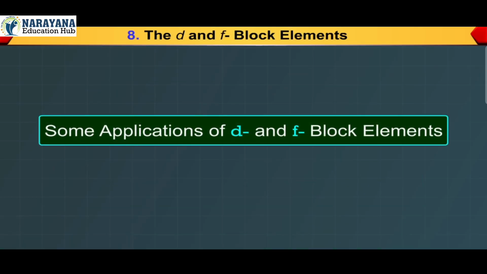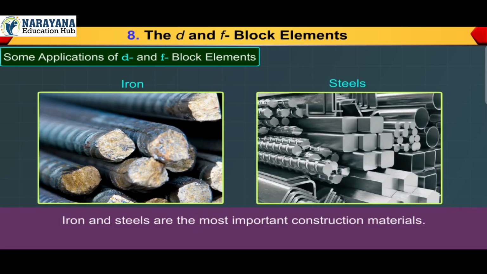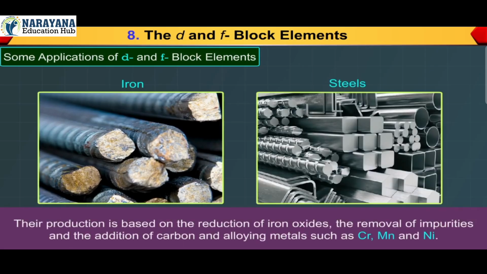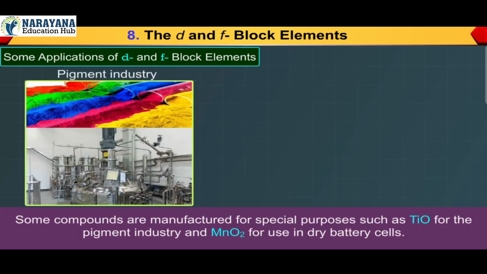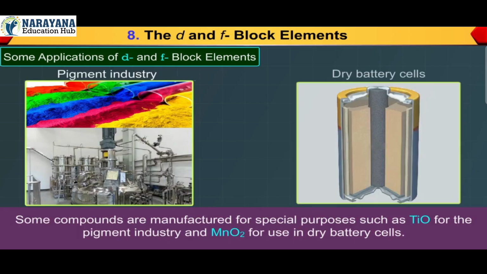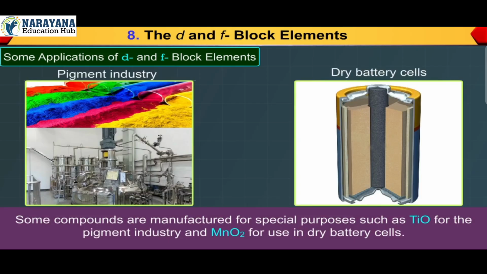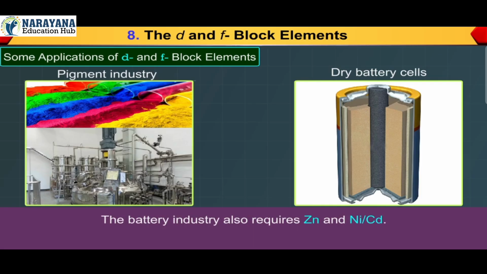Some applications of d and f block elements. Iron and steels are the most important construction materials. Their production is based on the reduction of iron oxides, the removal of impurities, and the addition of carbon and alloying metals such as chromium, manganese, and nickel. Some compounds are manufactured for special purposes, such as TiO2 for the pigment industry and MnO2 for use in dry battery cells. The battery industry also requires zinc and nickel or cadmium.